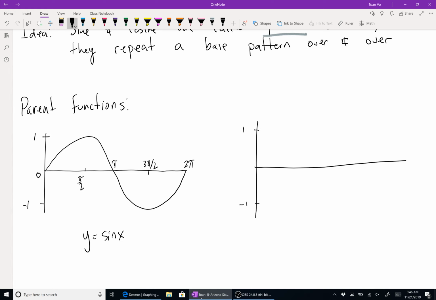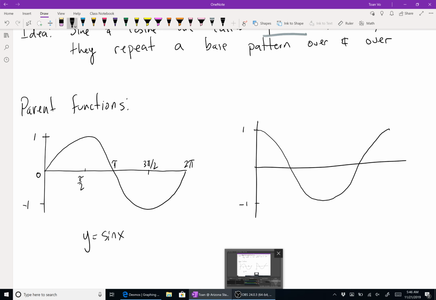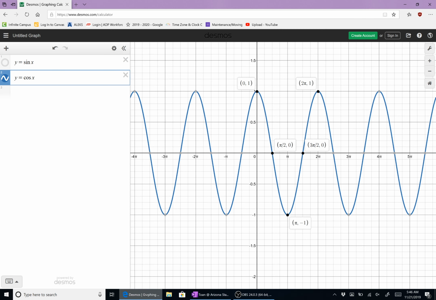The only difference is, for the cosine function, we start at the top, and then go all the way down, and then go all the way back up again. So that seems to be the one cycle of the cosine function. And again, if we look at the x values, it has the same segments: x equals 0, x equals pi halves, x equals pi, 3 pi halves, and then finally 2 pi.